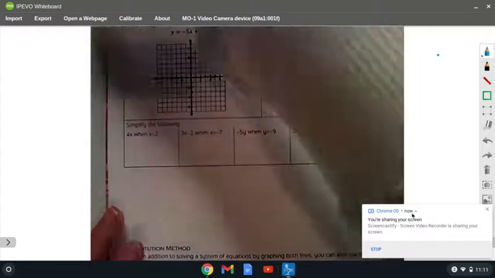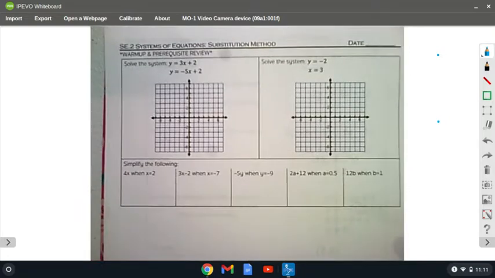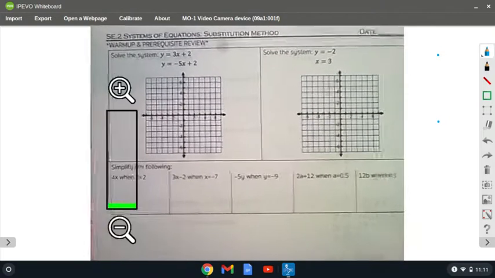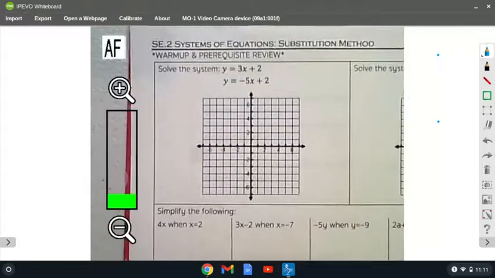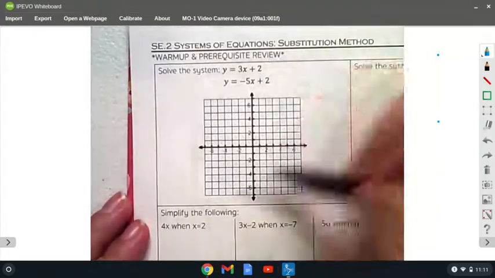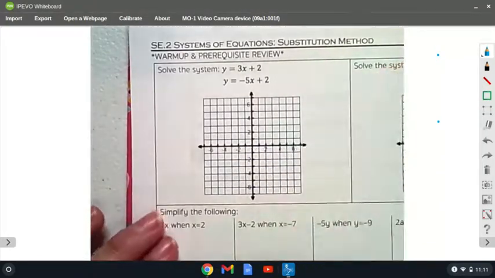Good morning, guys. Today we are going to start talking about substitution, which is a different way of solving a system of equations. So the people in school today are going to be reviewing this first. So I'm going to do one quick problem of reviewing how to solve by graphing.